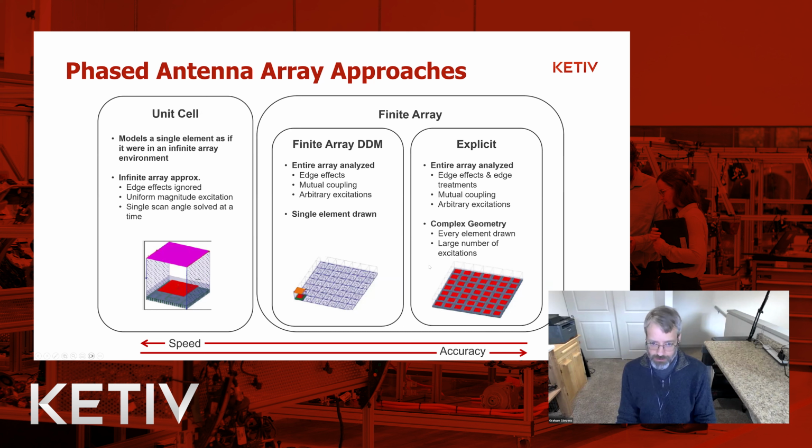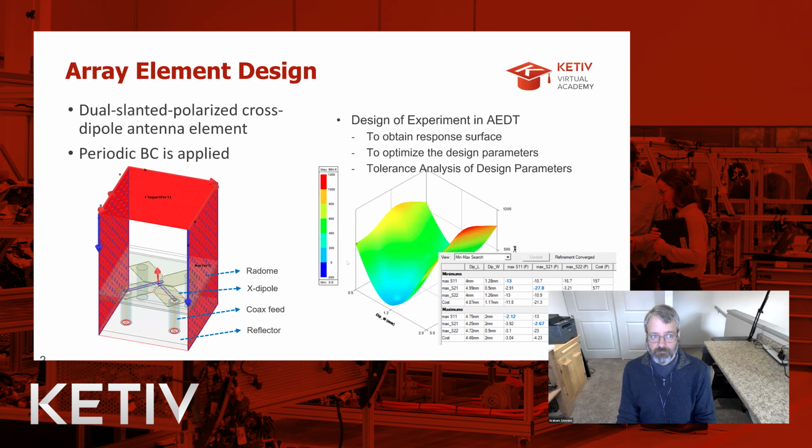And in between these two extremes, Ansys created another type of workflow called a finite array DDM, where essentially you model the single element, but it makes certain assumptions around how the coupling is affected in terms of each individual element-to-element coupling. So we are taking into account edge effects and mutual coupling and arbitrary excitations, but we're only modeling a single element. And as a result, we have much less computation to be done. And we can still get pretty close to what the explicit analysis would show us. And this is another method that you should be aware of. We'll cover this in a little bit.